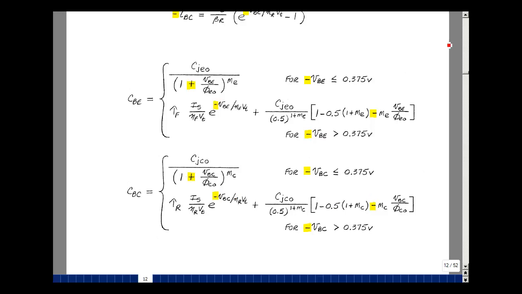If we do comparisons between our hand calculations and what SPICE is calculating, these are the equations that we're going to use. But remember the definitions of the voltages and currents associated with the transistor symbol that we showed on the previous page.